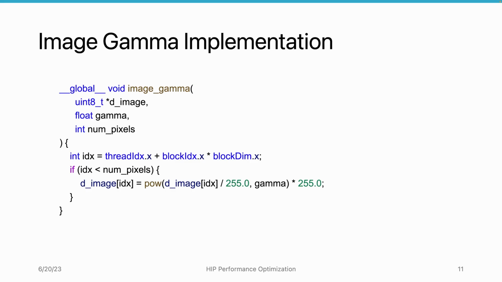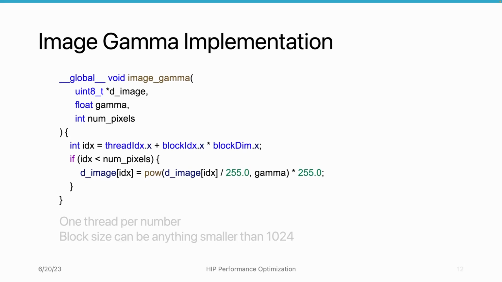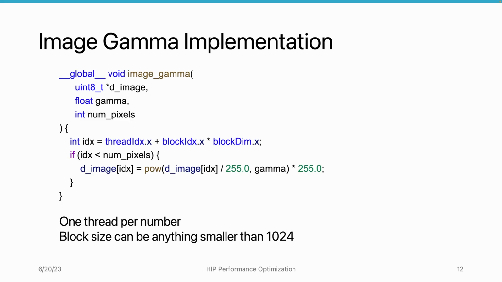Now, we first get the index of this array. Then we do a boundary check. If the index is smaller than the number of pixels, we perform this operation. You can see that D image index divided by 255 converts the range to 0 to 1. Then we do the power operation. We multiply the number by 255 to convert it back to the unsigned int 8 value range. So this is the simplest implementation.